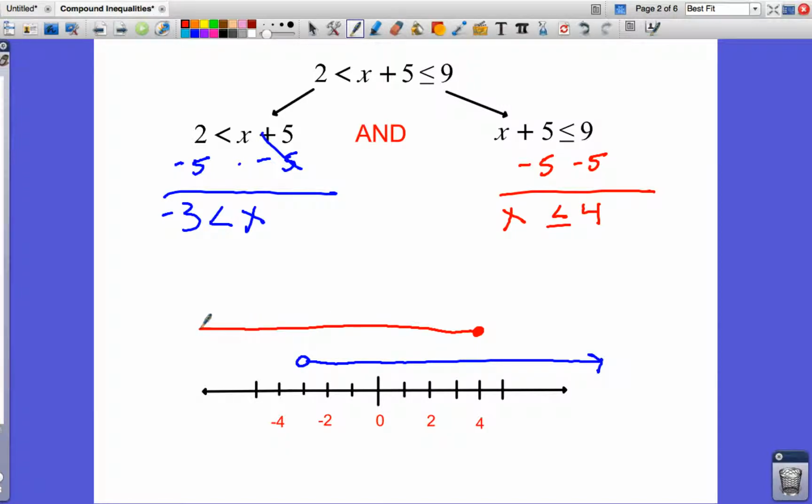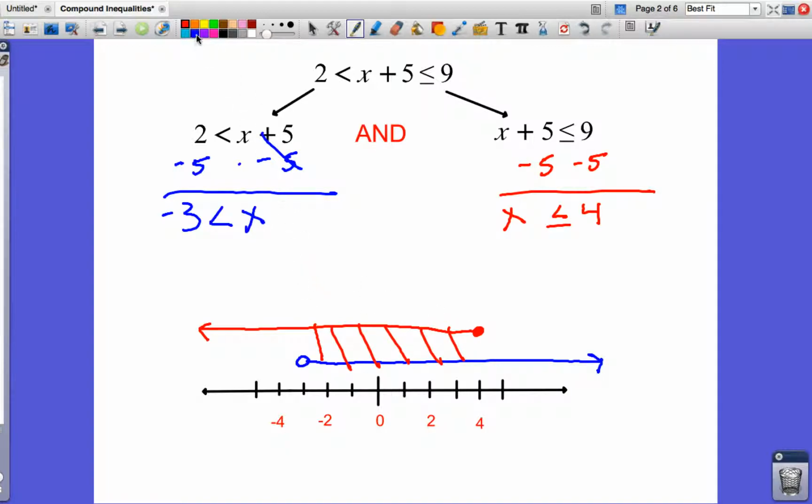So these are my two separate inequalities, and they are both graphed on the same exact number line. But if we notice, I have some overlap here, because x is less than or equal to 4 goes all the way infinitely to the left, so this goes on forever. All these numbers are less than 4. And then x is bigger than negative 3. That's all these numbers to the right on the blue graph. Where these intersect right here, this is a solution to my graph.